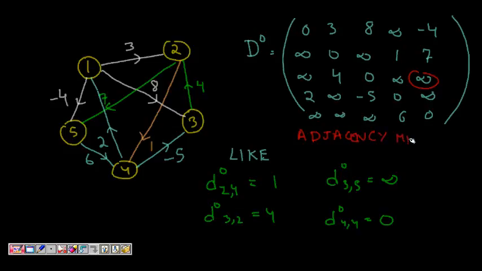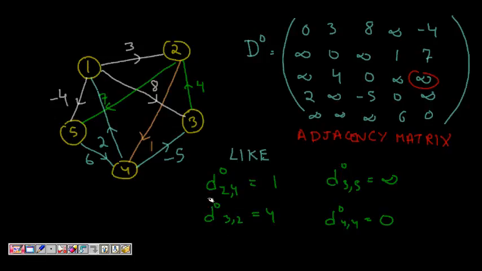So this is the adjacency matrix, and this is also D0, which means I cannot use any intermediate nodes. If two nodes are directly connected, that will be D0_ij, and if they are not connected, it will be infinity. So let's see D0 2,4: are they connected? Yes, 2 to 4 is connected, its value is 1. So D0 2,4 is 1.